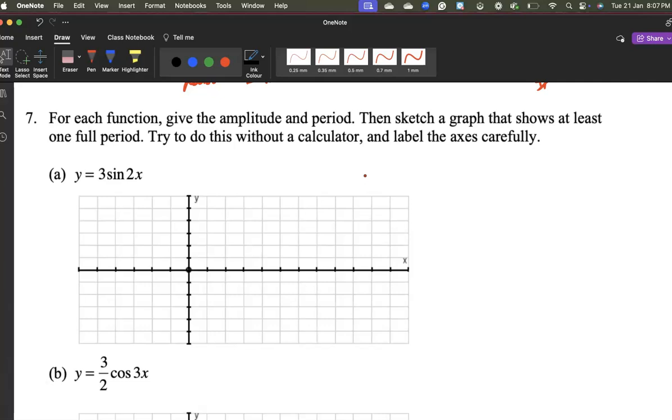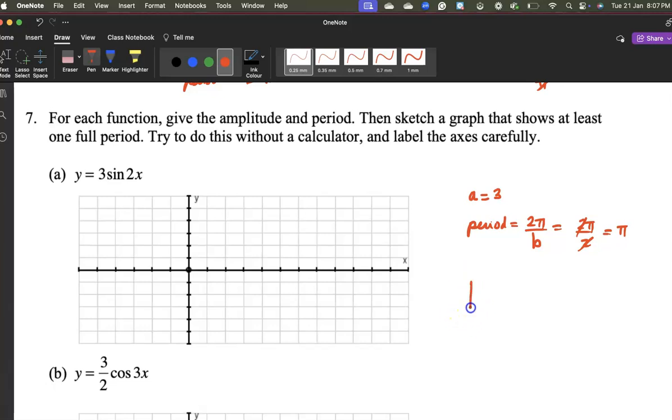For each function, give the amplitude and period, then sketch a graph that shows at least one full period. Label the axes. So what is the amplitude? The amplitude is 3. What's the period? Period is 2 pi divided by b, so 2 pi upon 2. The period is pi.